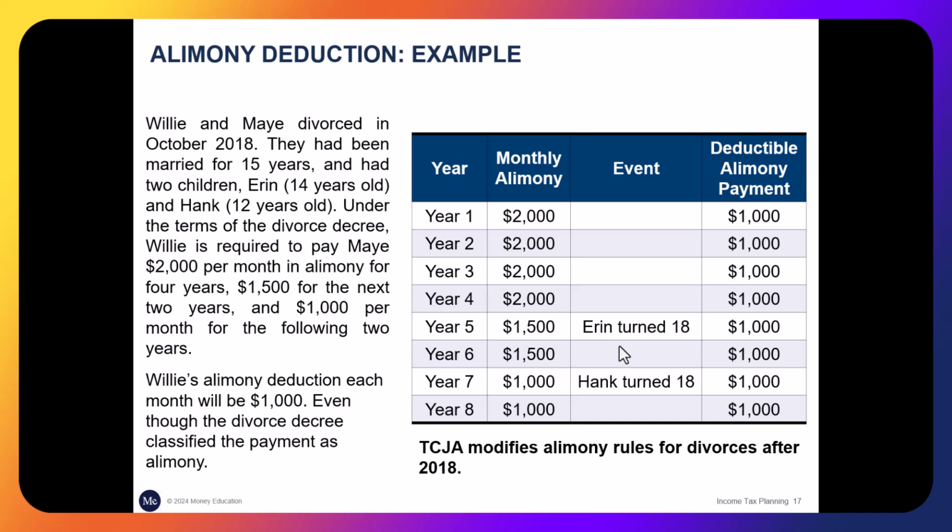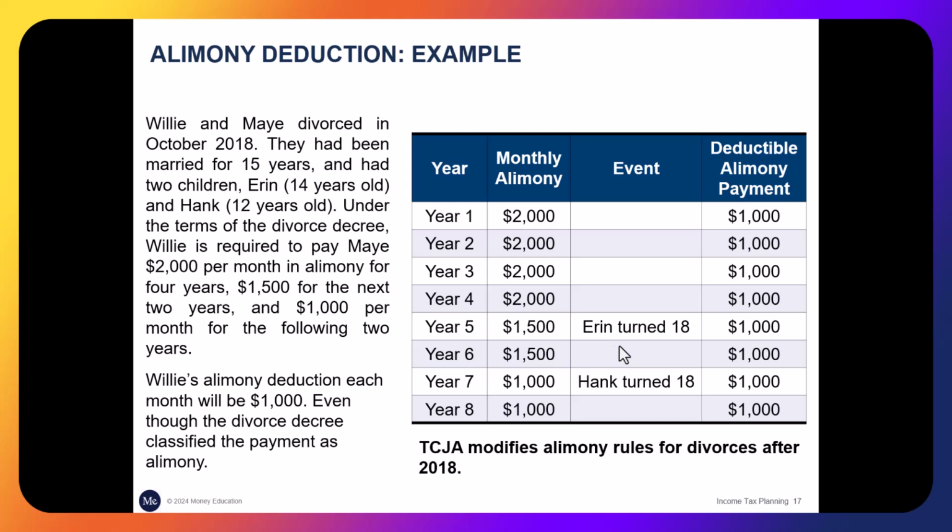Under the terms of the divorce decree, Willie is required to pay May $2,000 a month in alimony for the next 4 years, $1,500 for the next 2 years, and then $1,000. So this isn't all alimony. It would be allocated to child support if it's reduced when the children turn 18. Willie's alimony deduction each month will be $1,000.